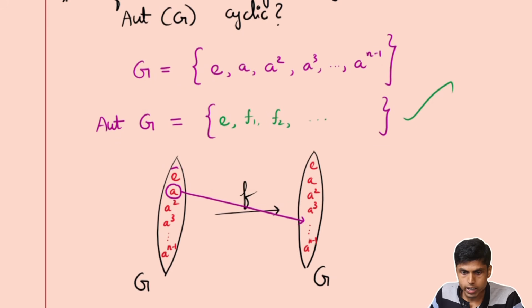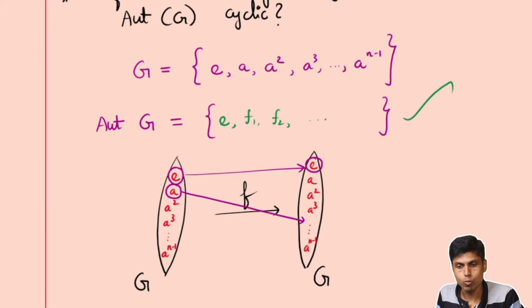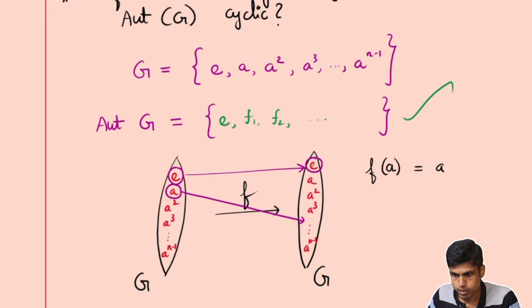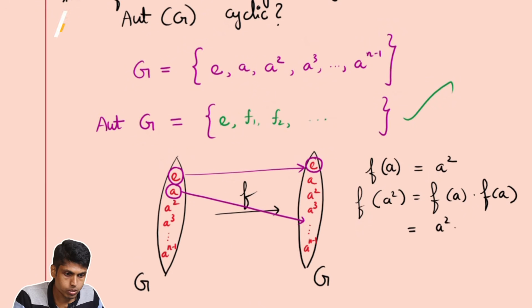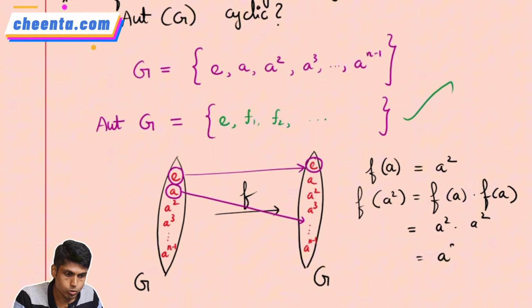First of all, identity must map to identity. This is crucial in order to respect the group operation. Let's say a maps to a square, that is f of a equals a square. Then you see f of a square is nothing but f of a times f of a, which is a square times a square, that is a power 2 square.